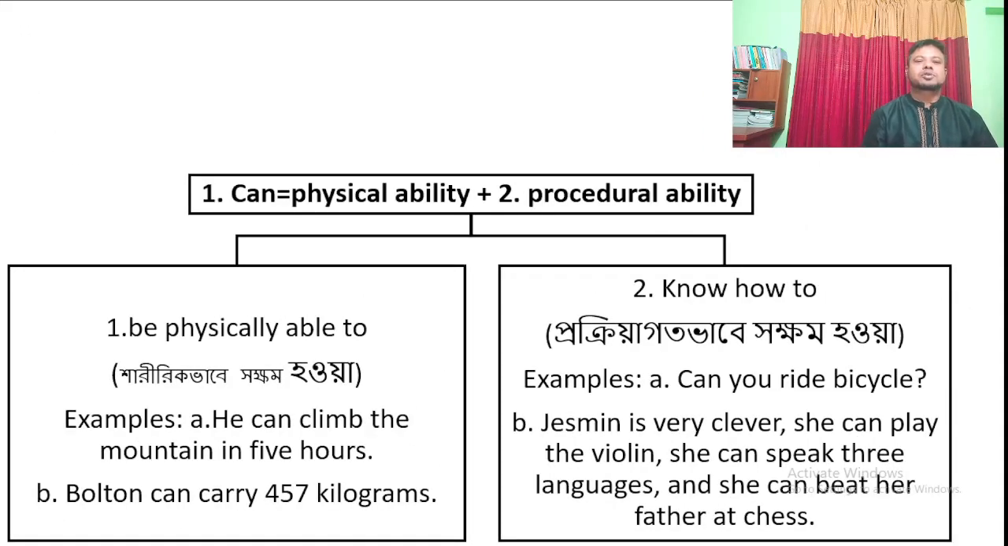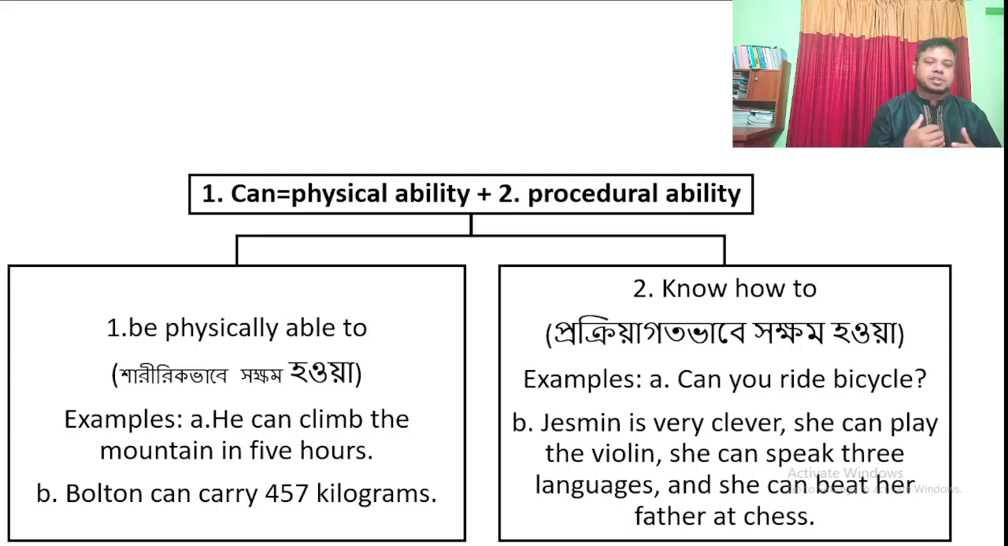When it comes to ability as a function of the modal auxiliary verb can, it refers to two types of abilities. First of all, it refers to physical ability, whether a person is physically able or not, whether a person is physically strong enough or not, whether a person is physically capable of doing any task or not.